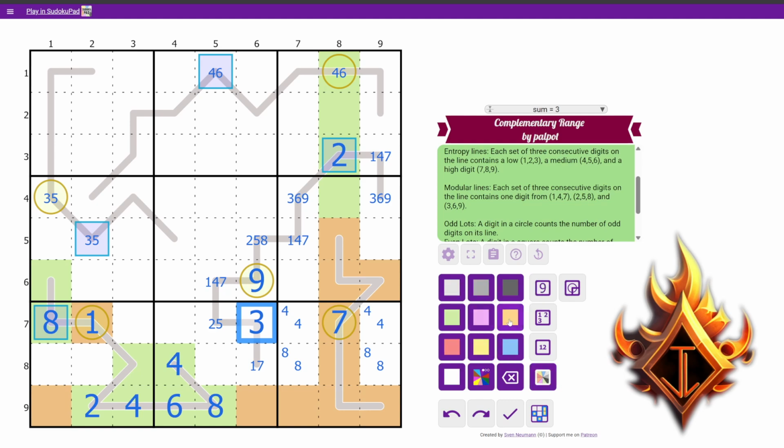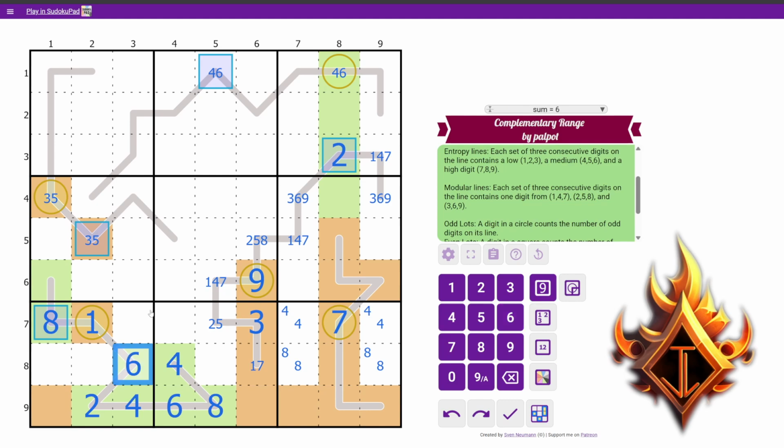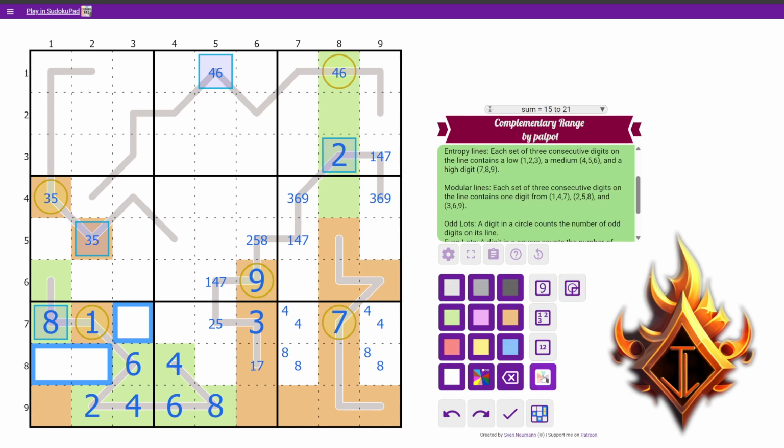Which is odd. One 7 is odd. This is 6. That's the only other even left. These are all odd, by the way. 1, 2. Okay, that's only 4. There are 3 evens here.